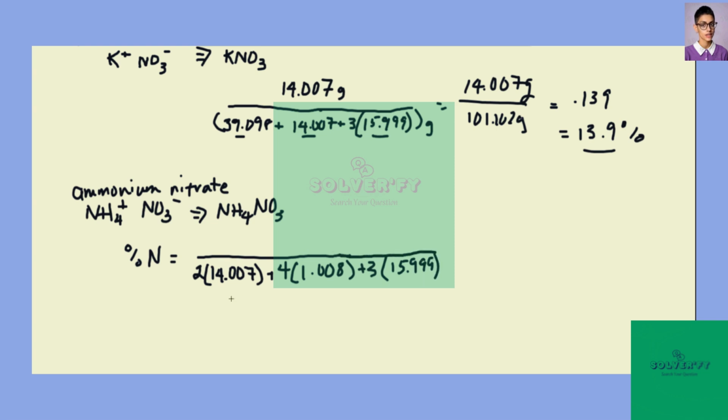And so that's the molar mass of the whole compound. And in 1 mole, there are 2 nitrogens. So there will be 2 times 14.007 grams. And this is 0.35 or 35%.